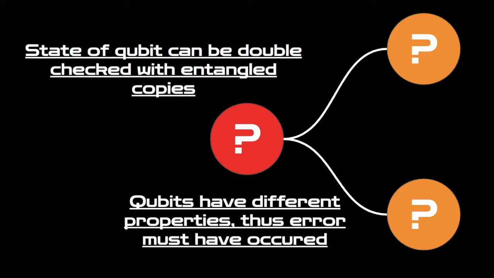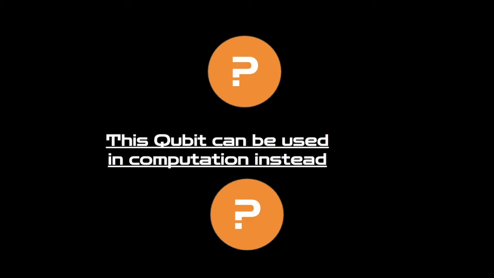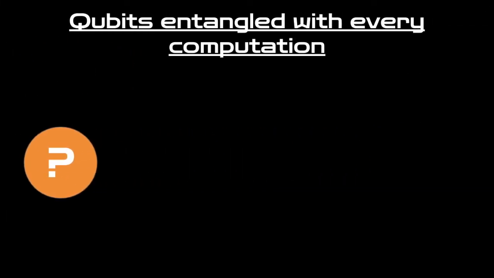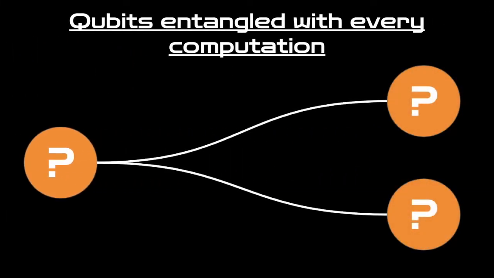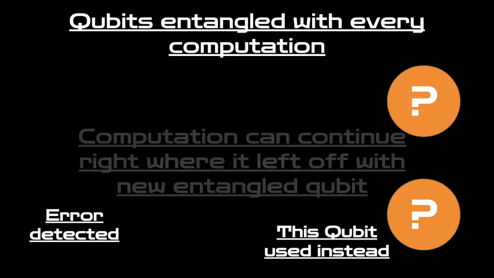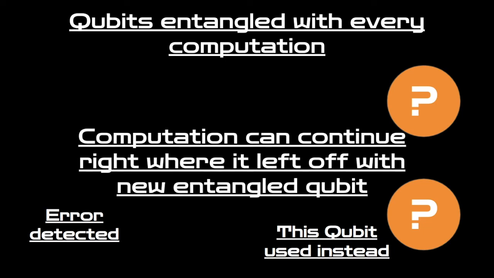Furthermore, one of the entangled qubits, which had already copied the qubit state, could be used in the computation instead, rather than needing to restart the entire process again. And at every single step, these qubits can be entangled to check for errors before and after computations, and if any errors are detected, one of the copied qubits can be used instead in the calculation, essentially allowing for the computation to pick up right back where it started without needing to restart.